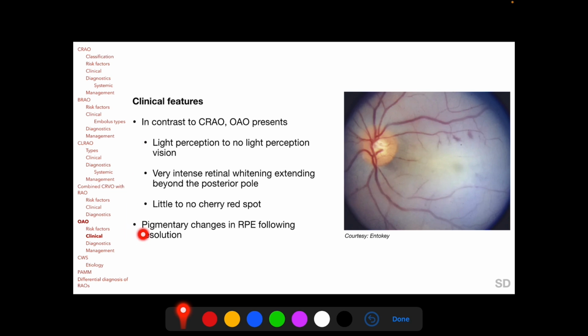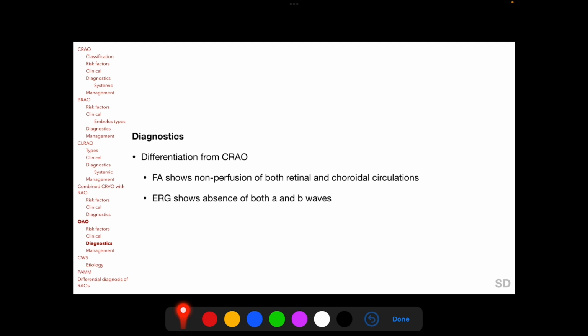And all these clinical signs which are absent in central retinal artery occlusion occur in ophthalmic artery occlusion, because in ophthalmic artery occlusion, blood circulation to the choroid is affected in addition to blood circulation to the retina. Also, in contrast to central retinal artery occlusion, fluorescein angiography in ophthalmic artery occlusion shows non-perfusion of both the retinal and the choroidal circulations.